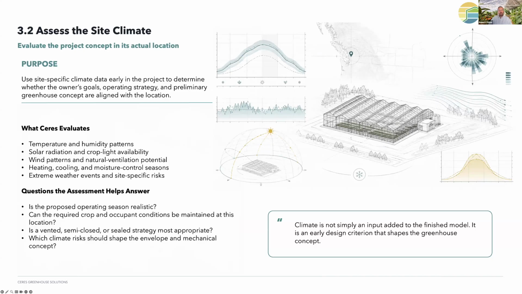The climate should influence the greenhouse concept from the very beginning, rather than be added in at the end. Temperature and humidity patterns, solar radiation, crop light availability, wind, natural ventilation potential, and extreme events. This helps determine whether the proposed operating season environmental targets are realistic for the selected location. It also helps the team decide whether a naturally ventilated, semi-closed hybrid system or a more mechanically controlled system is appropriate. These decisions need to be made early, before the envelope, equipment, and control approach are locked in.